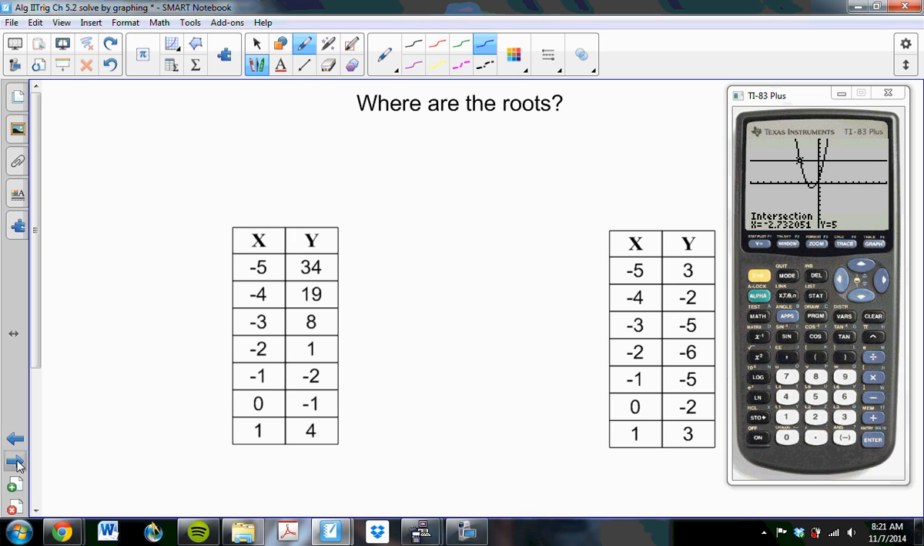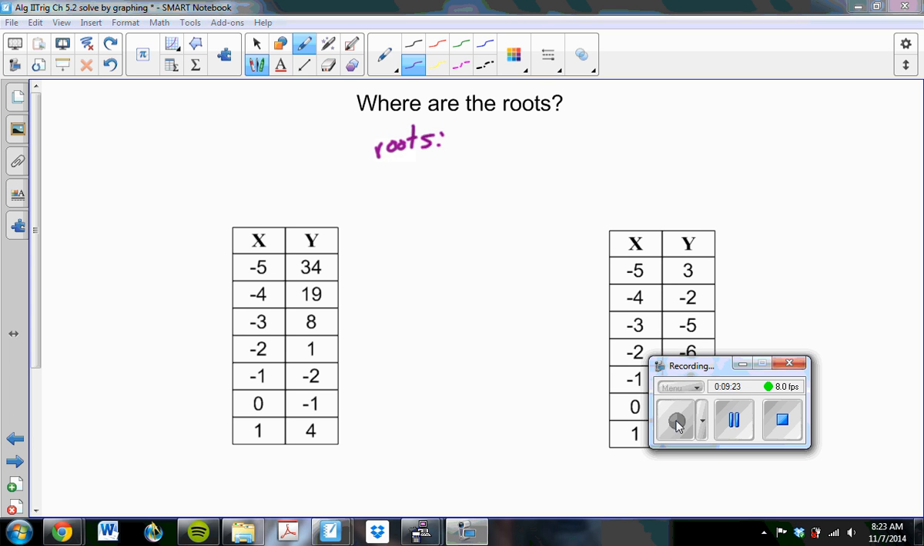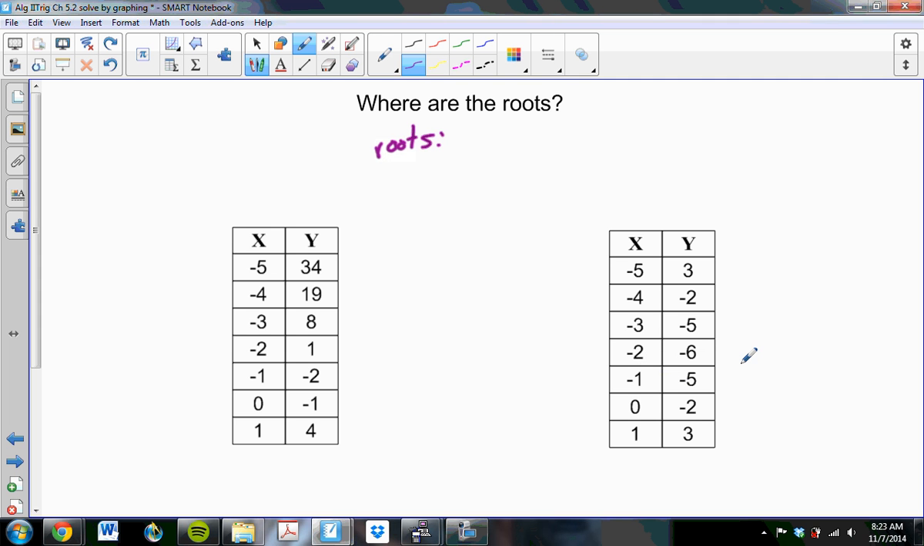The last thing we're going to do real quick. If I'm given a table, how can I find the roots? Remember that the roots are the x-intercepts. I had to pause for a second. If I want to find the roots of this equation, well, the roots are the x-intercepts. So really what I'm looking for is when do these y values go from positive to negative or from negative to positive? When do they switch sign?